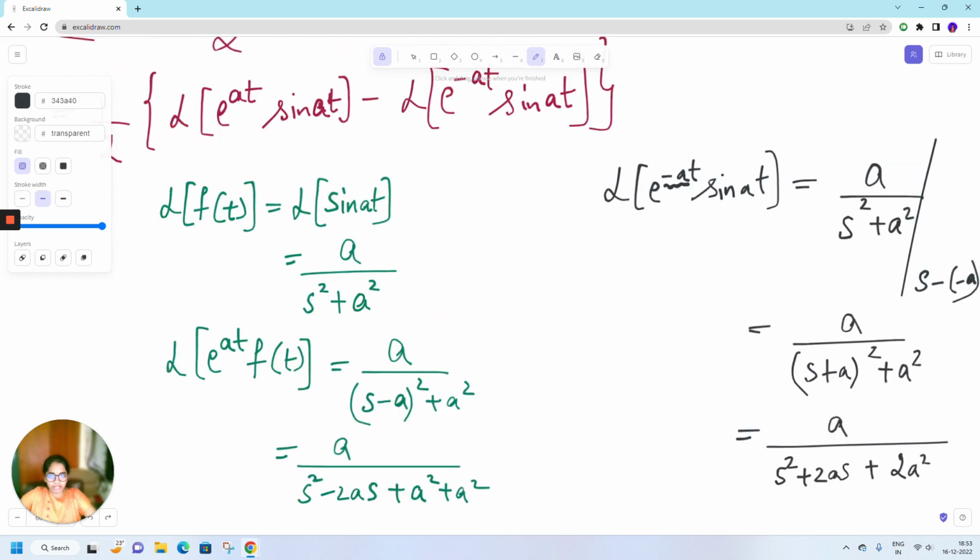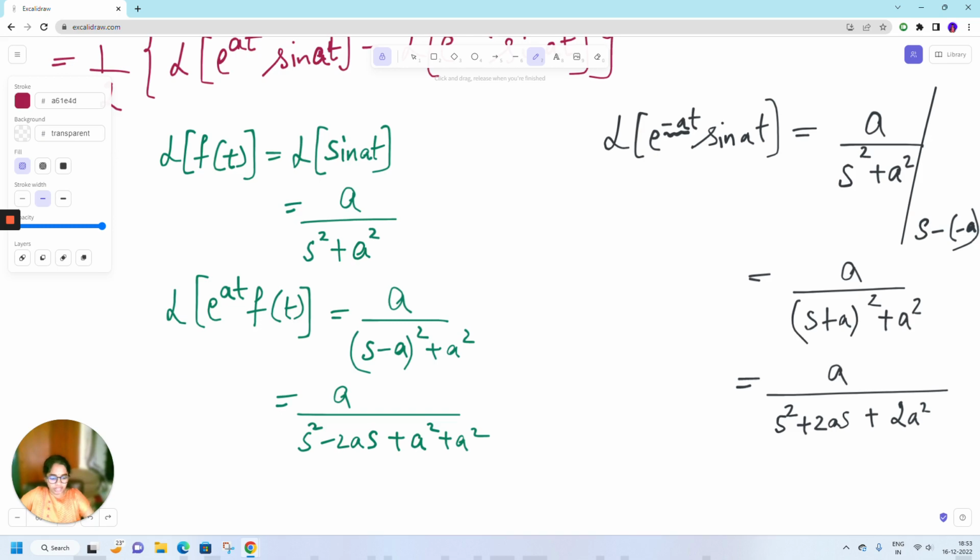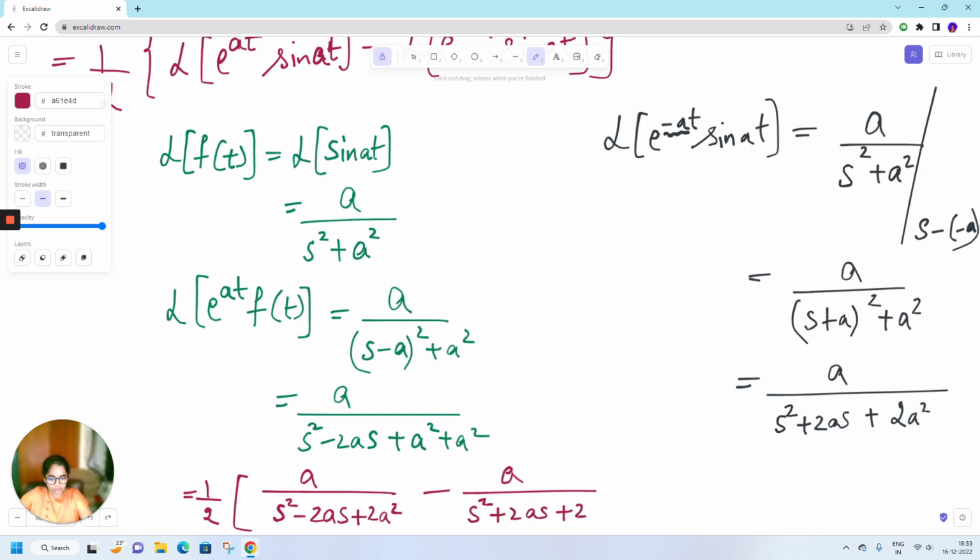Now let me write that down. Let me substitute these both values in this step. That would be half into a divided by s square minus 2as plus 2a square minus a divided by s square plus 2as plus 2a square.